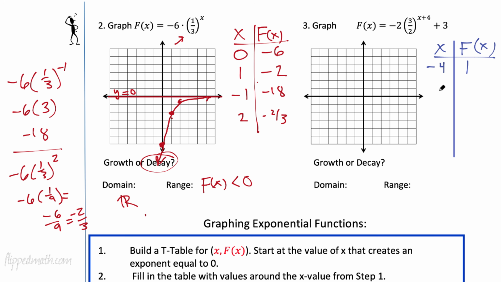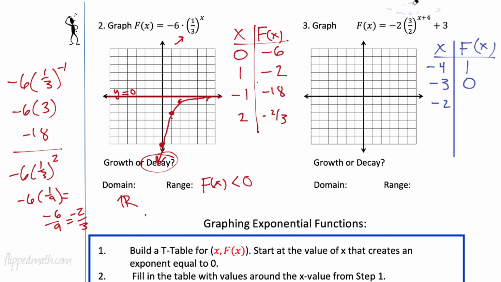Next one. Now I'm going to pick values around -4. So how about -3? If I pick a -3, I'm going to get -2 times 3/2 to the first power, right? Plus 3. So if I work this out, this will equal -3 plus 3. That's a 0.